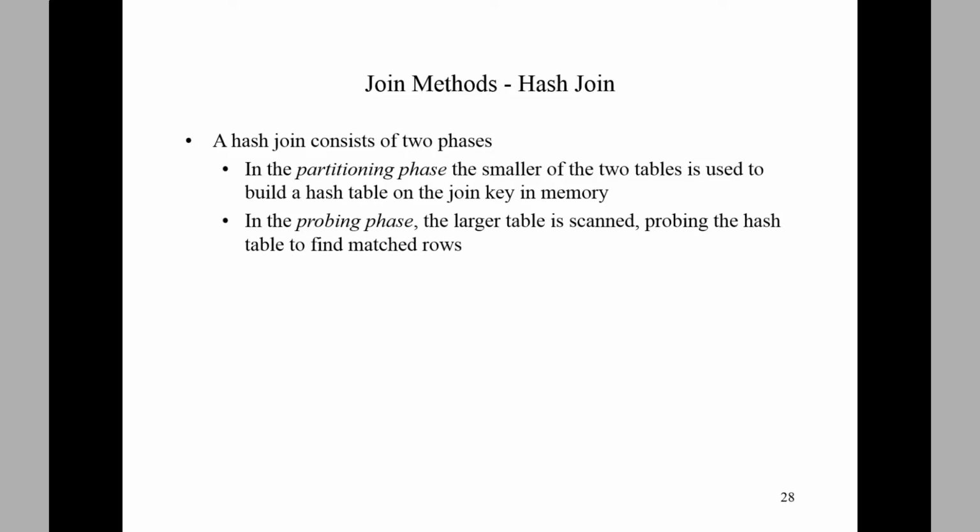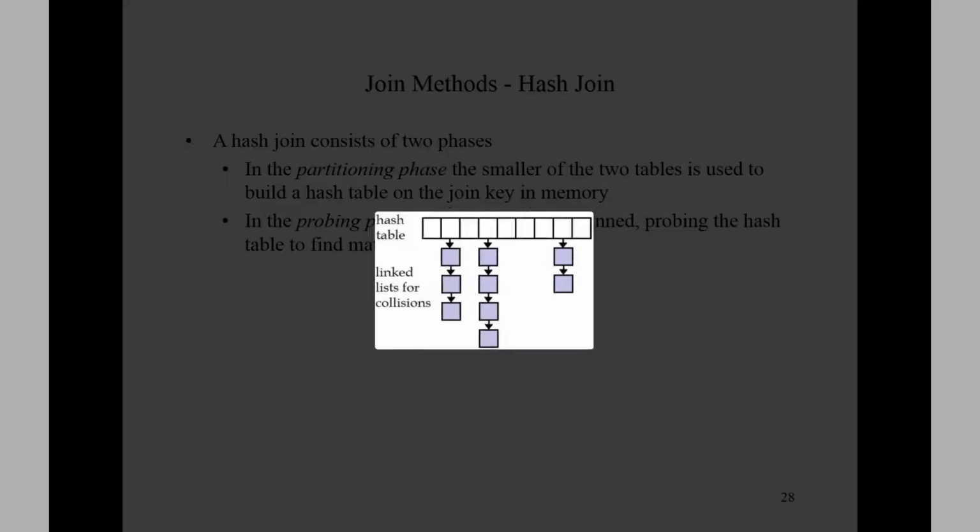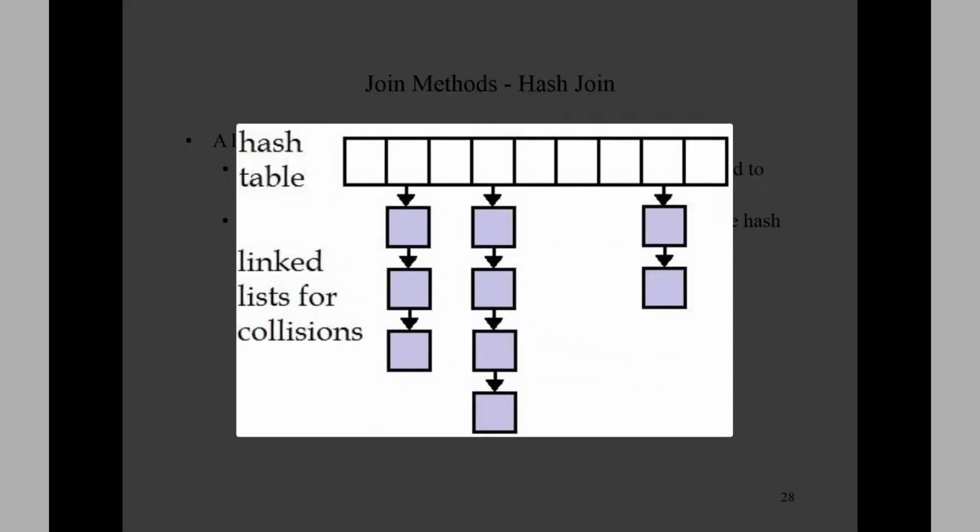And when we have a collision with the hash table in memory, then we have a match. The in-memory hash table consists of an array and linked lists. When the join column of a row is hashed, the hash identifies an entry in the array. This is our hash table. The array entry is the head of a linked list. Because the hash function may result in collisions, a linked list is used to hold rows that hash to the same array entry.